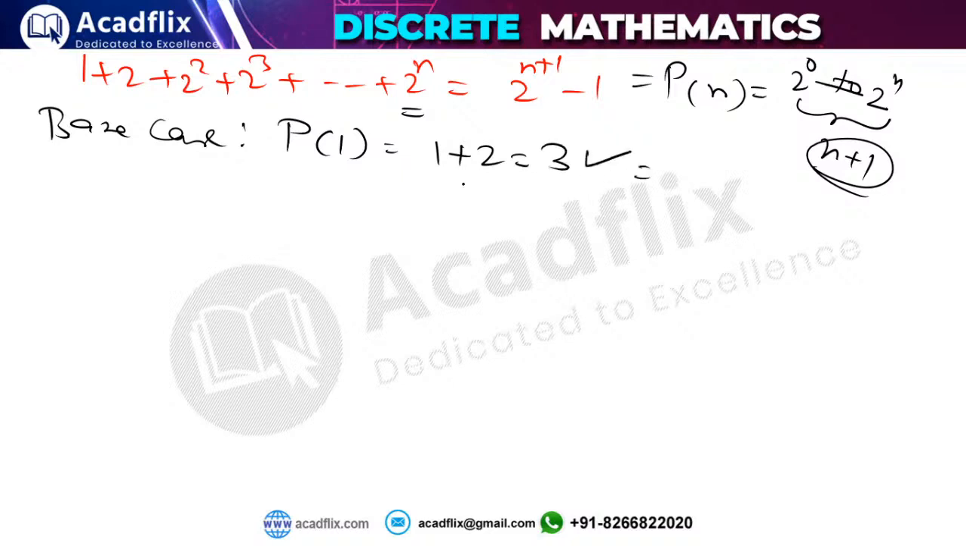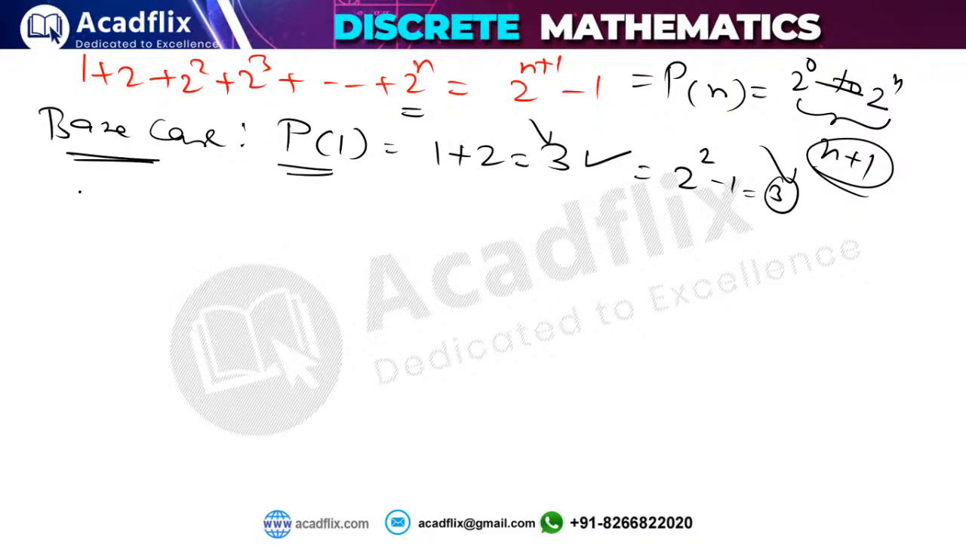This is your base case. 1 plus 2 is 3. Let's put n equal to 1 on the right side. What will you get? You will get 2 power 2 minus 1, that is 3. You can see 3 equal to 3. So this base case P1 is proven.